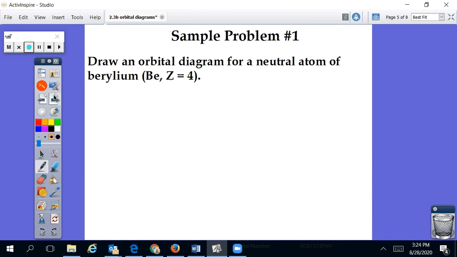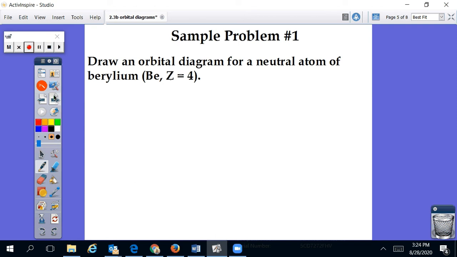So if you have your card stock with your 1s and your 2s and all that stuff and you still need it, you should be looking at that. Okay, so the first thing is to find beryllium. Okay, and beryllium happens to be in the 2s block.